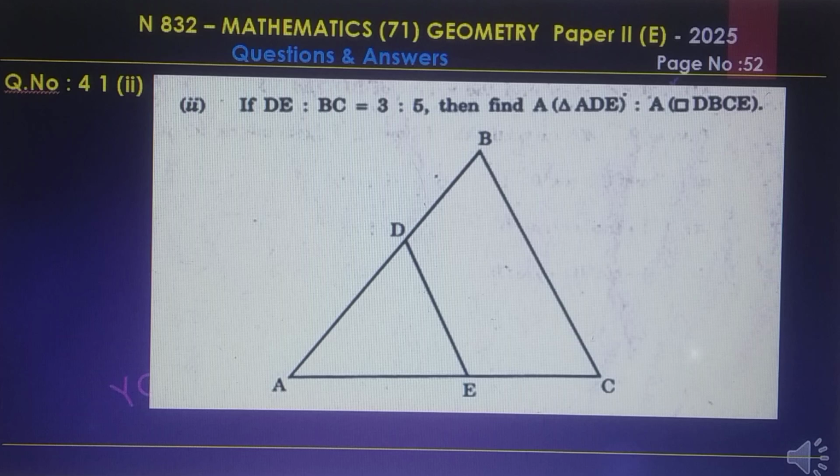Question 4. If DE is parallel to BC and DE to BC equals 3 is to 5, then find the area of triangle ADE and the area of trapezium DBCE.